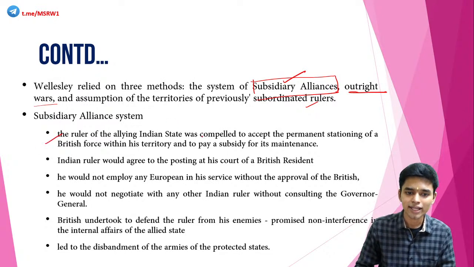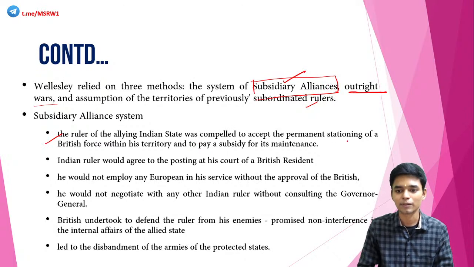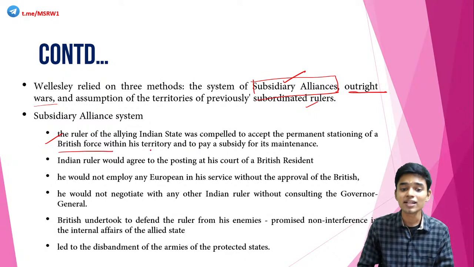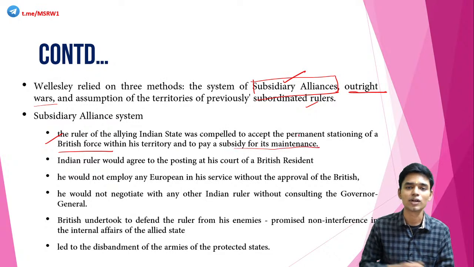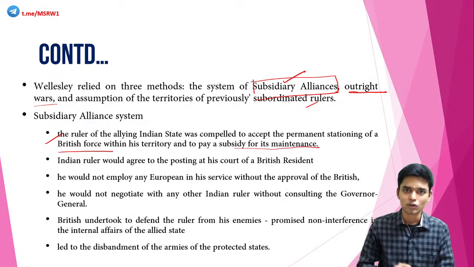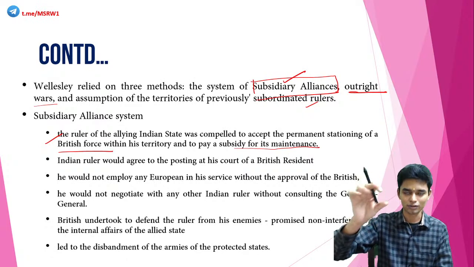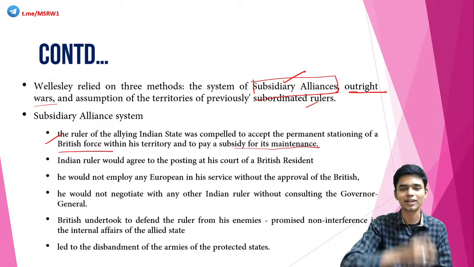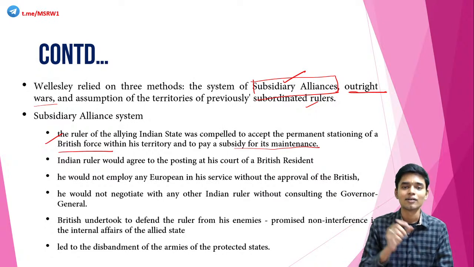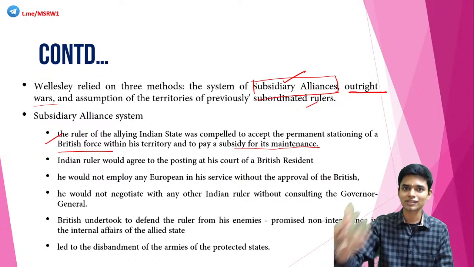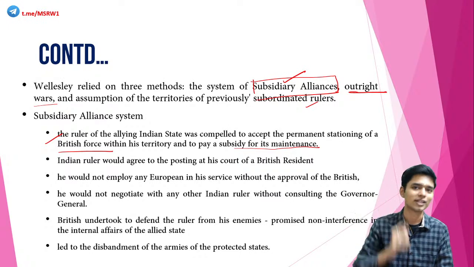The ruler of the allying Indian state was compelled to accept the permanent stationing of a British force within his territory and to pay a subsidy for its maintenance. The ruler who accepts the subsidiary alliance system has to maintain a British army in his capital, in his residence. And the payment of this army also should be made by the ruler only. This is the subsidiary alliance system.